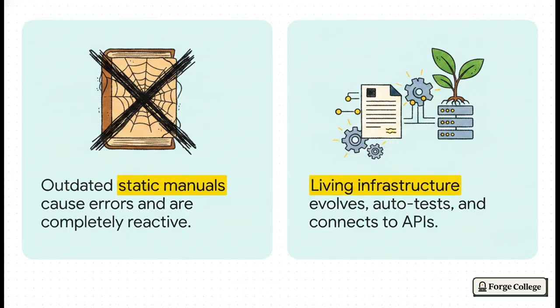No way. We need a fundamental shift here to living infrastructure. This is where your docs actually evolve right alongside the code. They auto-test their own code snippets, and they connect directly to the API's actual heartbeat. It's not an afterthought anymore. It is the core engine.